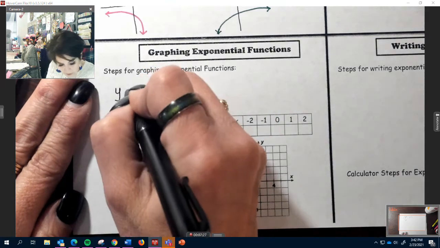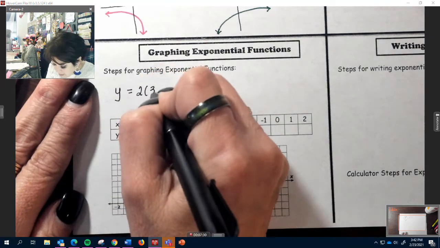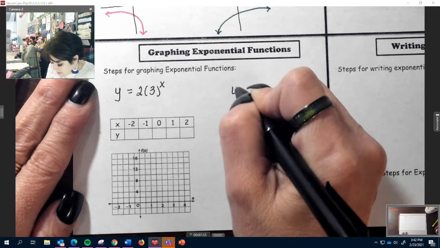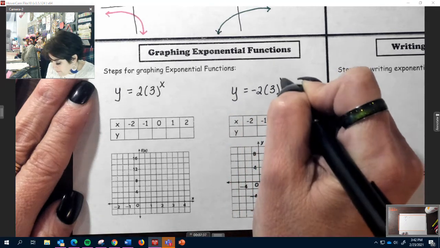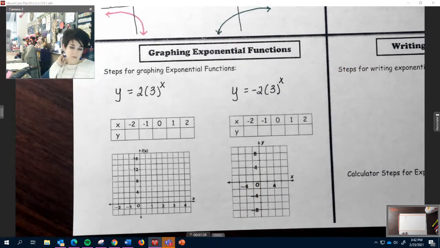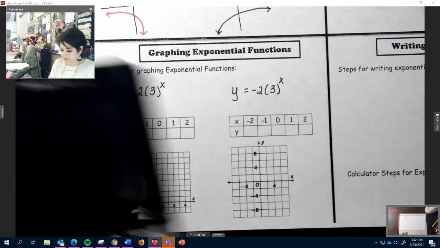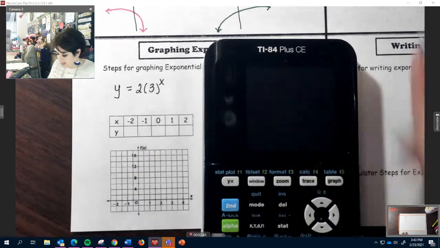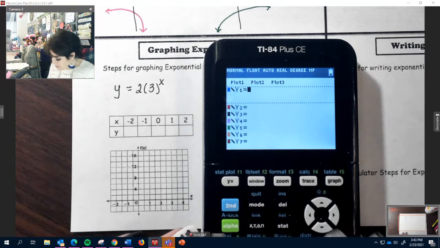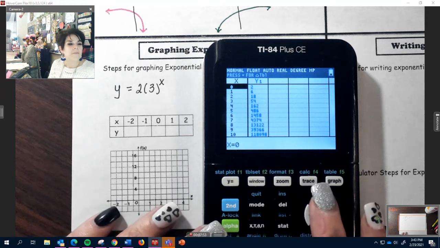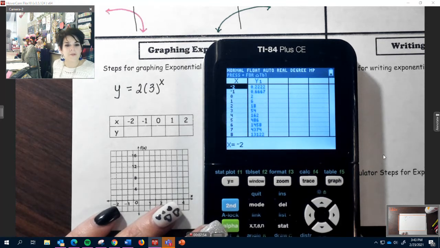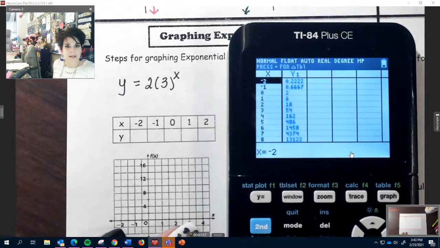The first one I'm going to give you is y equals 2 to the 3x power. And this one's going to be y equals negative 2 to the 3x power. Now, when you graph these, we're going to use our calculator. I'm going to put the first one in because I don't know if you guys have calculators handy. So I'm going to go y equals, and I'm going to do 2 parentheses 3 parentheses housetop x. I'm going to go to the table, and I start at negative 2. I will zoom that in just a little bit so you can see it better.